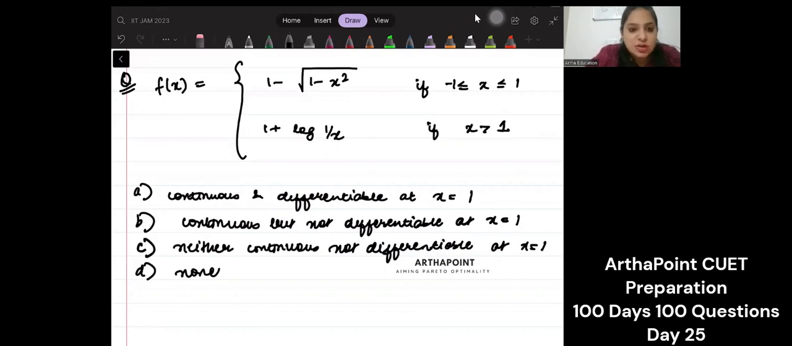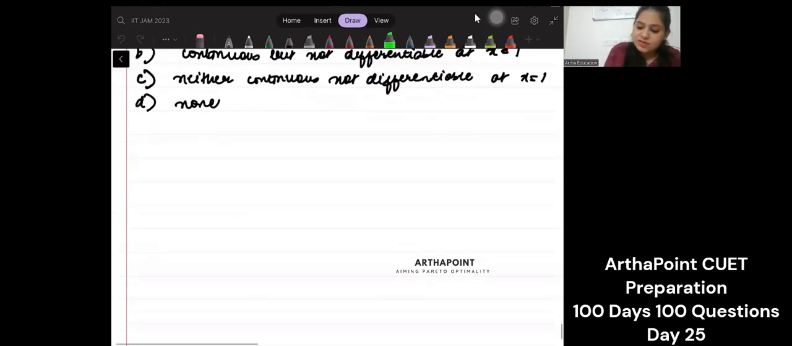So you have to consider this function and tell whether this function is differentiable or continuous at x equal to 1. As you can clearly see, this function is getting broken at x equal to 1, right? So for it to be continuous, what would I require? I would require that the left-hand side limit should be equal to the right-hand side limit and it should be equal to the value of the function. Okay, let us try that now.